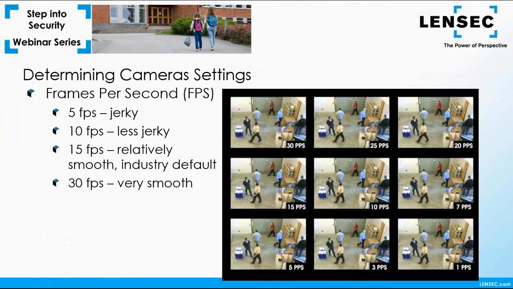15 frames per second is about the industry norm. The video displayed is relatively smooth and requires half the space needed for full motion video. 30 FPS will provide smooth video and capture the most detail. However, it consumes the highest amount of storage space. So you'll have to pick and choose based on what your needs are in specific locations.